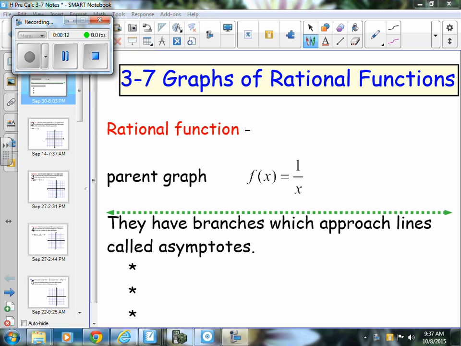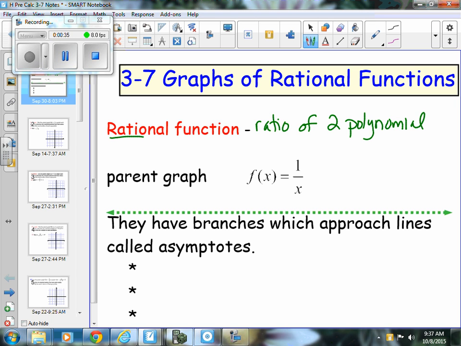All right, so graphs of rational functions. What we're going to look at today are some of the characteristics of the different graphs of things that are made up of a ratio. Rational comes from the word ratio, and it's a ratio of two polynomials. That's what a rational function is. So that could be anything, f of x, g of x, that have degree 1, degree 2, degree 3. That's all a rational function is.